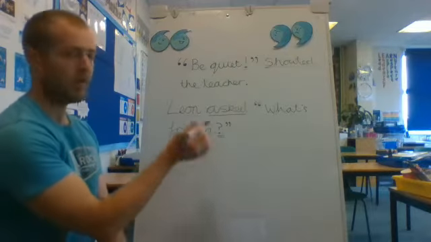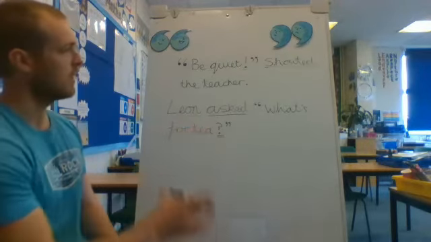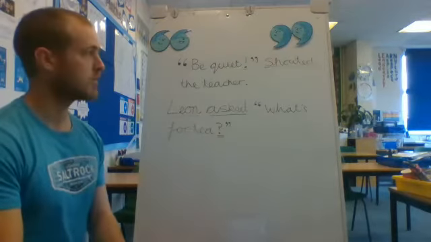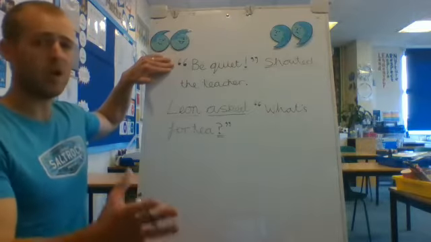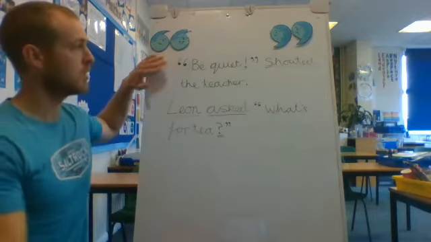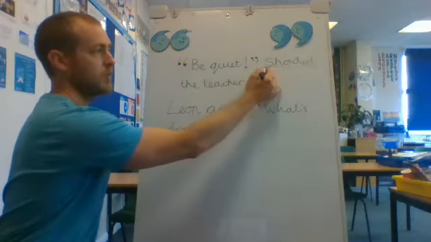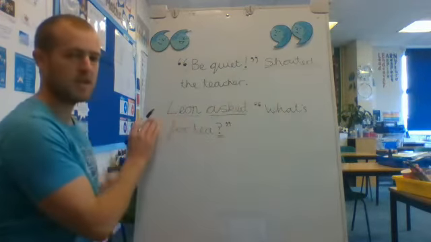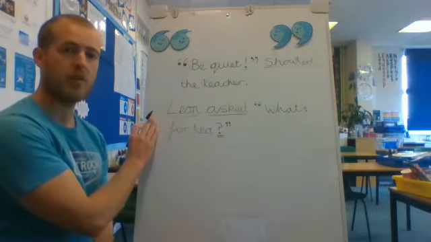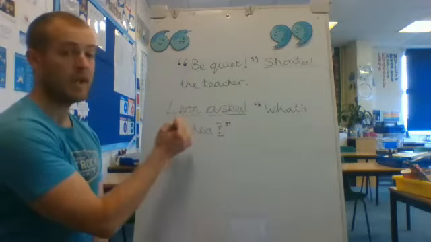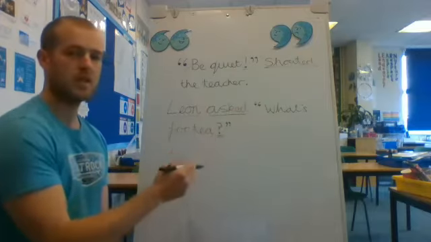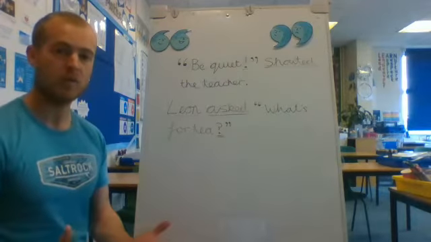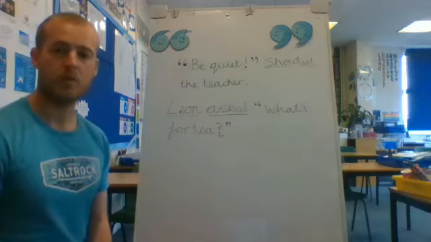Okay? If we have a look at this example again, I've changed the position of where my speech is. In this one, my speech has started at the beginning of the sentence. Be quiet, shouted the teacher. My reported speech verb comes after what's spoken. But in this sentence, I've changed it around. It's good to add variety to our writing. Leon asked, so this is our reported speech at the start of the sentence. Leon asked, what's for tea? And that can add variety to our work to make it more interesting. I'll go through a couple more examples with you.